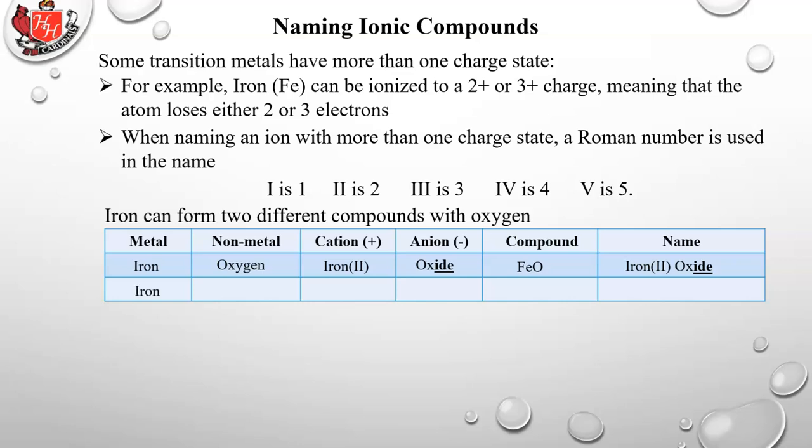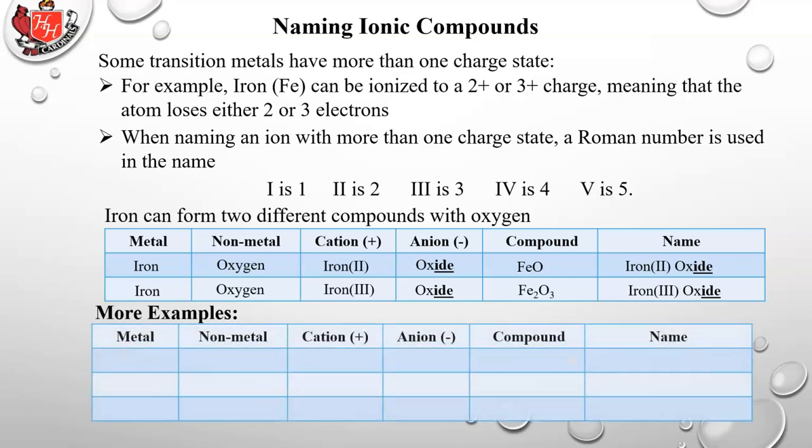Now the other charge of iron also bonds with oxygen, so that would be the 3+ charge. So you designate that by using the Roman numeral 3, so it's iron(III). It also is oxide, but now the compound is going to be Fe2O3 because the iron is a 3+ charge, the oxygen is a 2- charge. You cross the charges and you end up with Fe2O3. So the name would be iron(III) oxide.